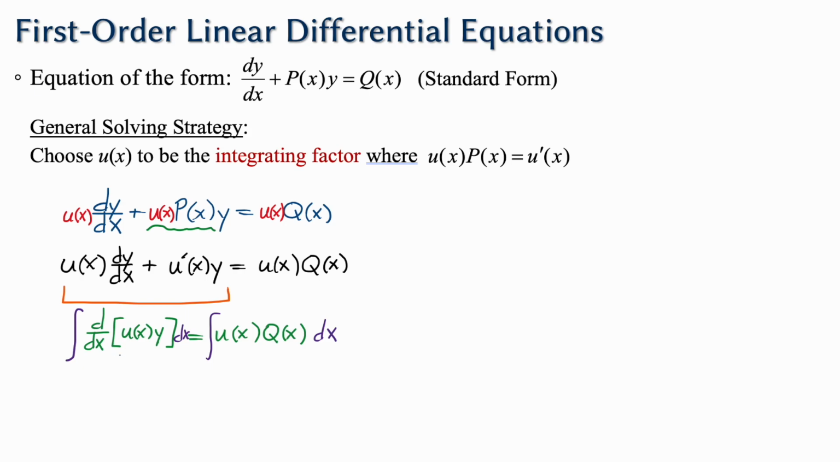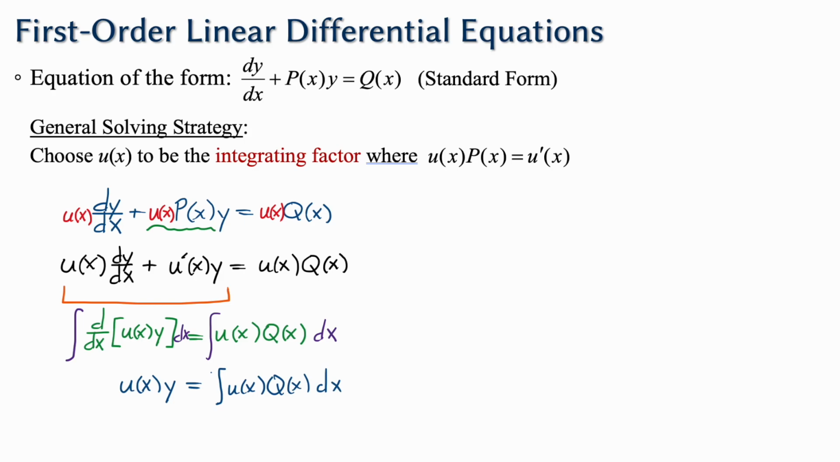So what happens then is here on the left side, obviously we're taking the integral of the derivative. Those are inverse operations, they cancel out. So the left side simply becomes whatever u of x times y is. And then over here, of course, we'll just do the antiderivative. So we'll find whatever the antiderivative of u of x times q of x is, right? So I'm just gonna leave that there to say that is what it is.